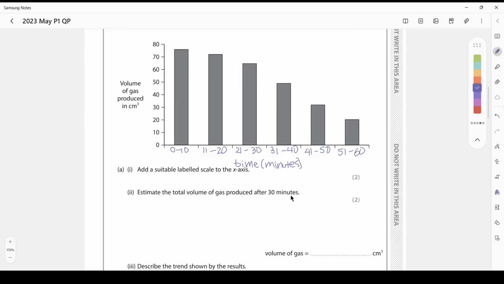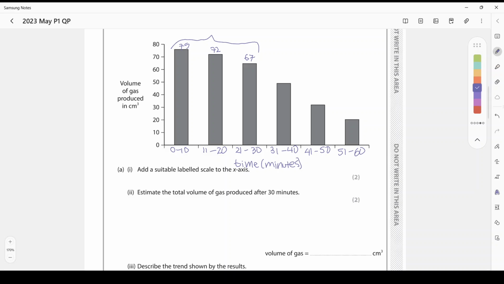Okay, so in this part, we're trying to add the total volume for these 3 bars, right? So the first one looks like it's about 75. The second one looks like it's about 72. And the third one is below 70, so maybe it's about 67 or 68.